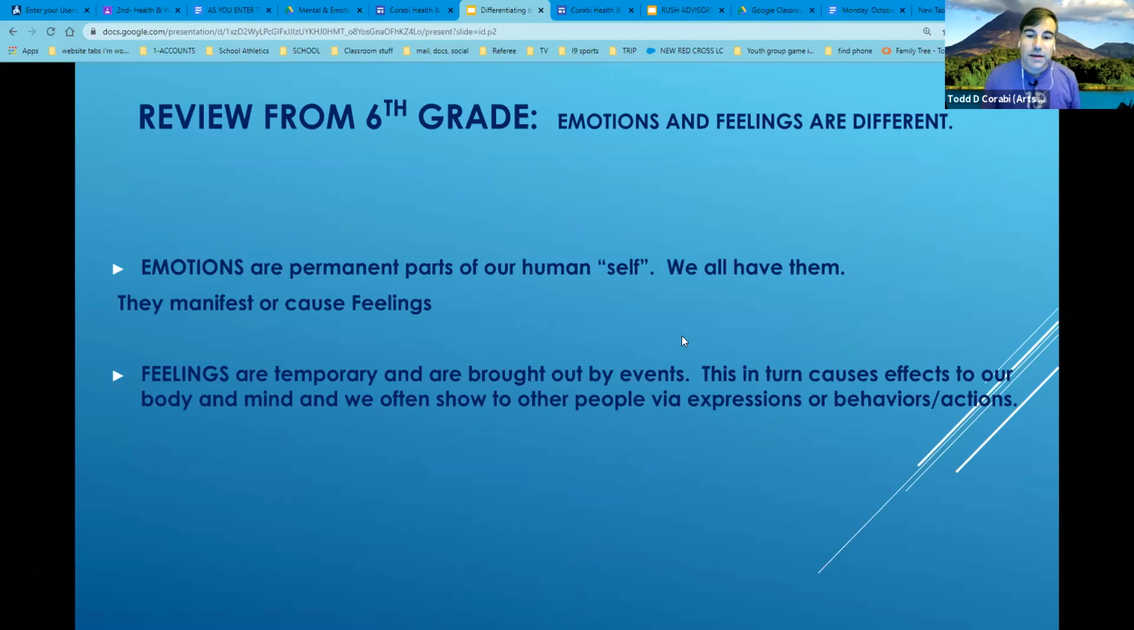Emotions are permanent. They're parts of our human self. We have all the emotions that we're ever going to need inside of us, but they manifest or cause feelings. So feelings are temporary. They're brought out by events. Generally speaking, they're brought out by external events. Sometimes they're brought out by internal interpretations of events that are different than everybody else's. But this in turn causes effects to our body and mind, and the effects manifest themselves into expressions, manifest themselves into actions. So things that we do, behavior.